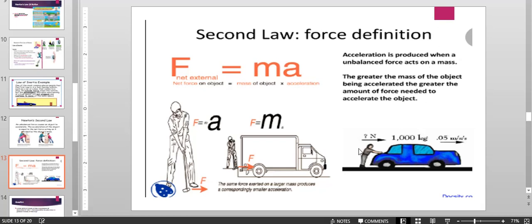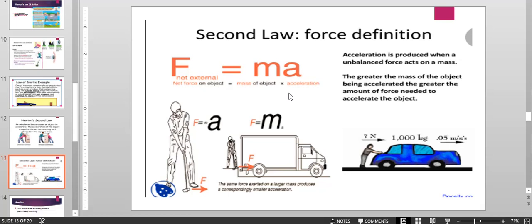So here's a question for you all students. Keeping in view this formula, for example, this car whose mass is 1000 kg is moving with an acceleration of 0.05 meter per second squared. So what will be the force applied by this person? You can find this by using this formula.